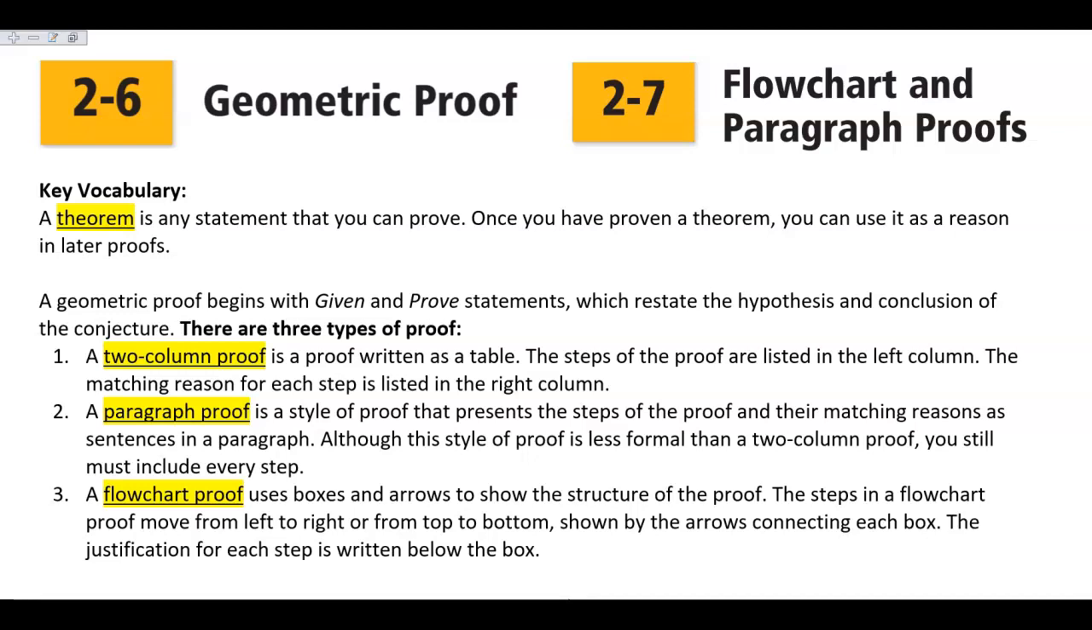Hey everyone, today we are looking at section 2.6 and section 2.7. These sections are all about geometric proofs. So some things we need to start with: we've talked about the Pythagorean theorem, the linear pair theorem, and the vertical angles theorem. A theorem, just so we're clear, is any statement that we can prove is true. Remember that a postulate is something that we only assume is true and we cannot prove it.